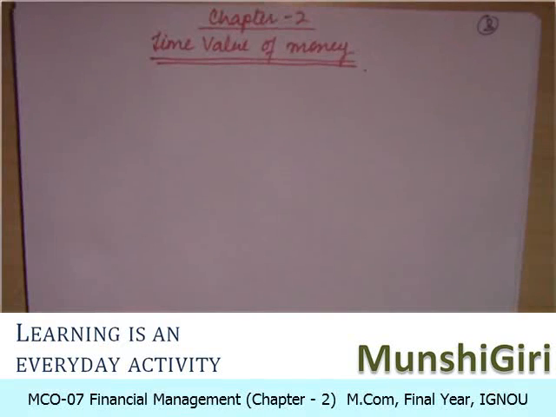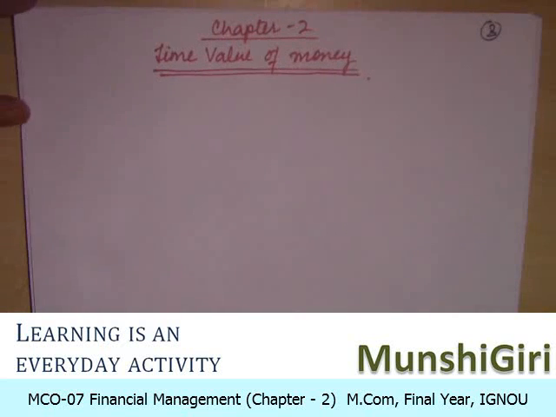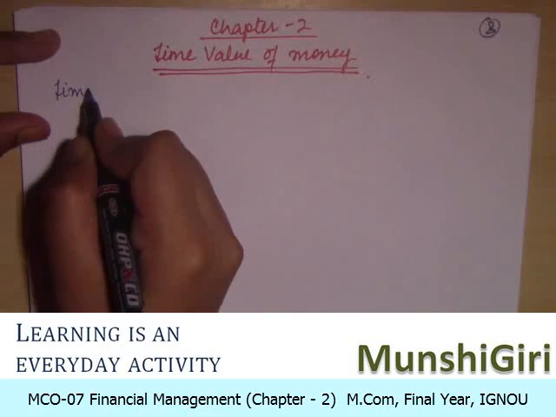Now coming to chapter 2, which is on time value of money. Time value of money simply means a rupee today is worth more than a rupee tomorrow. This is because of the purchasing power parity theory. That is, rupees 100 will have less purchasing power after 1 year than it has today, mainly because of inflation. It means that you will be able to purchase more goods today with rupees 100 than a year later. This is time value of money.